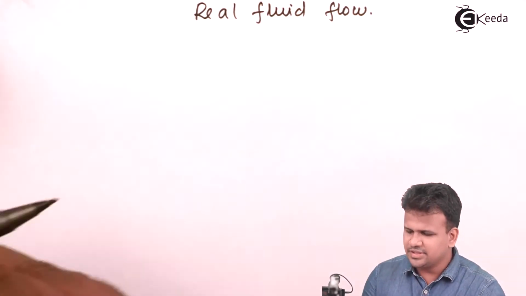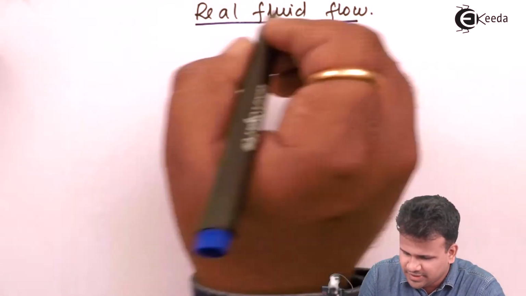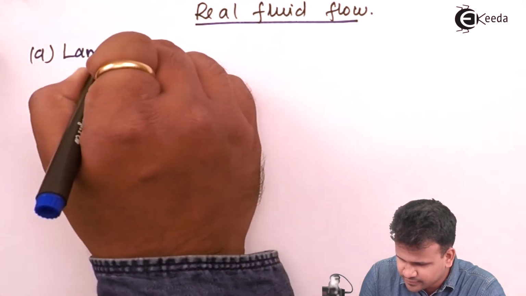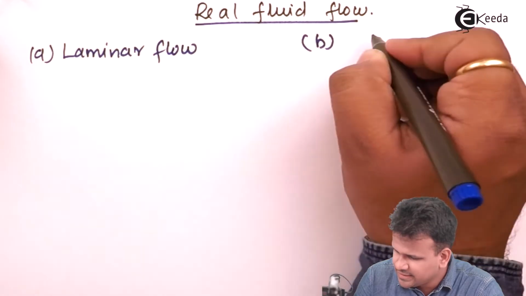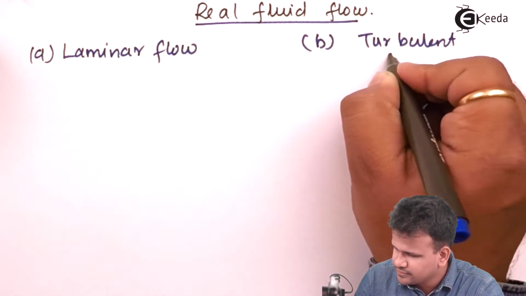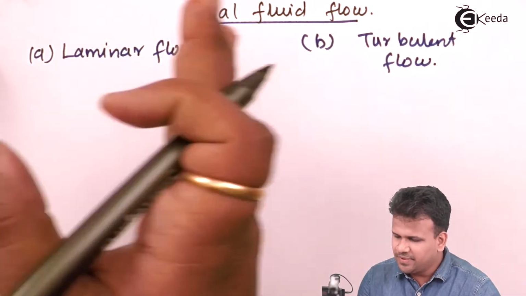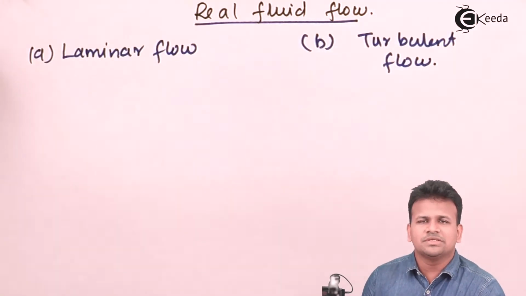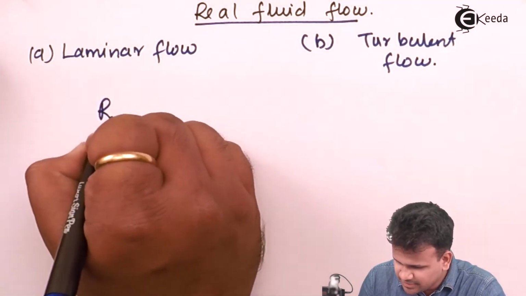Now, this real fluid is actually classified into two types. First, laminar flow, and second, turbulent flow. Now, how do we differentiate between laminar flow and turbulent flow? For that, we have to learn something called the Reynolds number. Now, what is the Reynolds number?